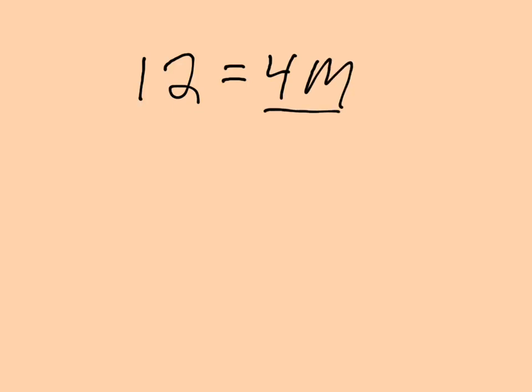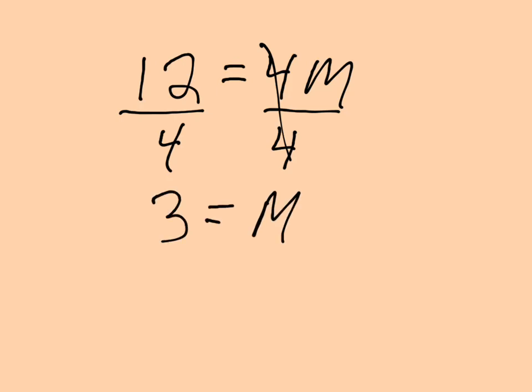So let's say we have 12 equals 4m. Then I can divide both sides by 4 because that undoes what's happening to our variable. Our variable's m, it's being multiplied by 4, and the inverse of multiplying by 4 is dividing by 4. Do that to both sides, following my rules. That goes poof, and that was the whole reason we divided, was to make that go away, and 12 divided by 4 is 3.